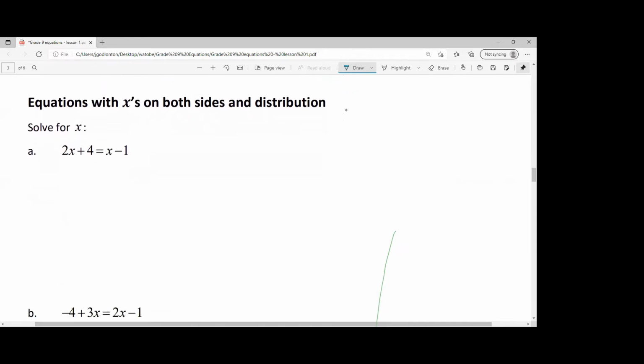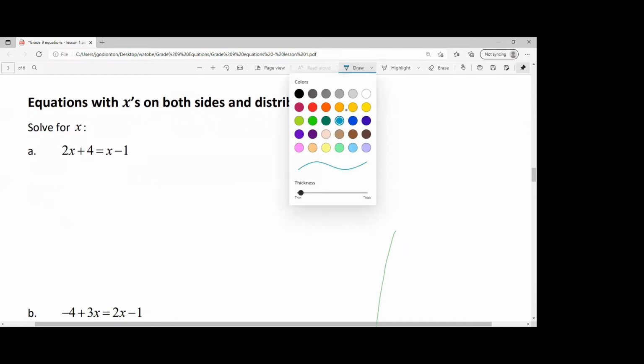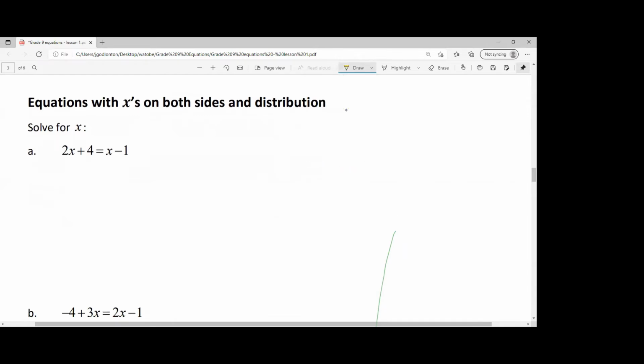So I'm going to do this first one with you, and then I'm going to let you work through the next couple. When we have x's on both sides, we want to have x's on one side, and let's make this our equal side, and then we want to have numbers on the other. So all of our constants, we want to have them on the other side. And it doesn't matter which side your x's are on as long as they're together. So I could also have x's on that side, and numbers on the left. That's totally fine, as long as the x's are together and the numbers are together.